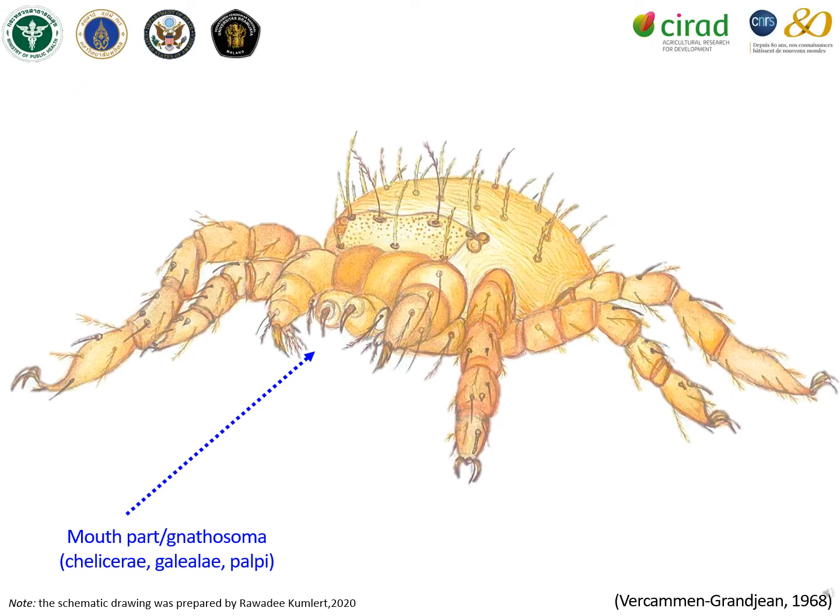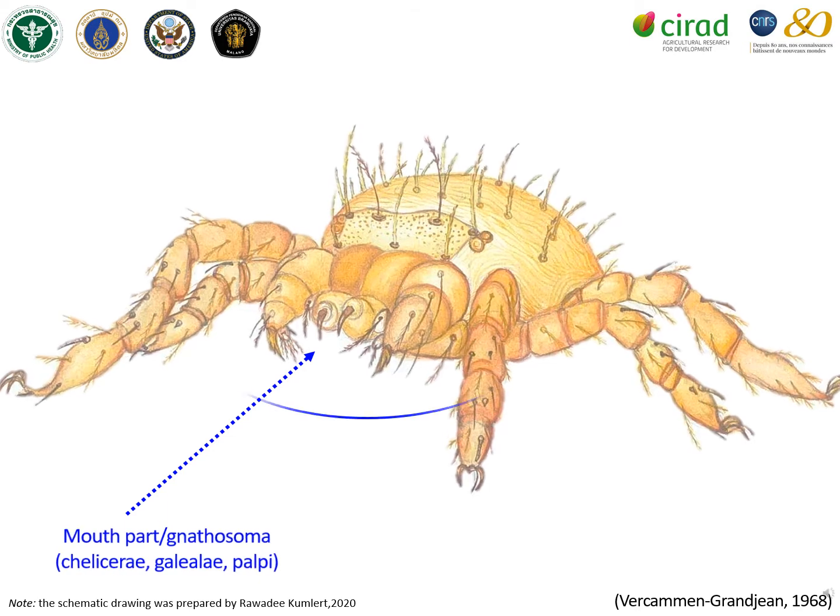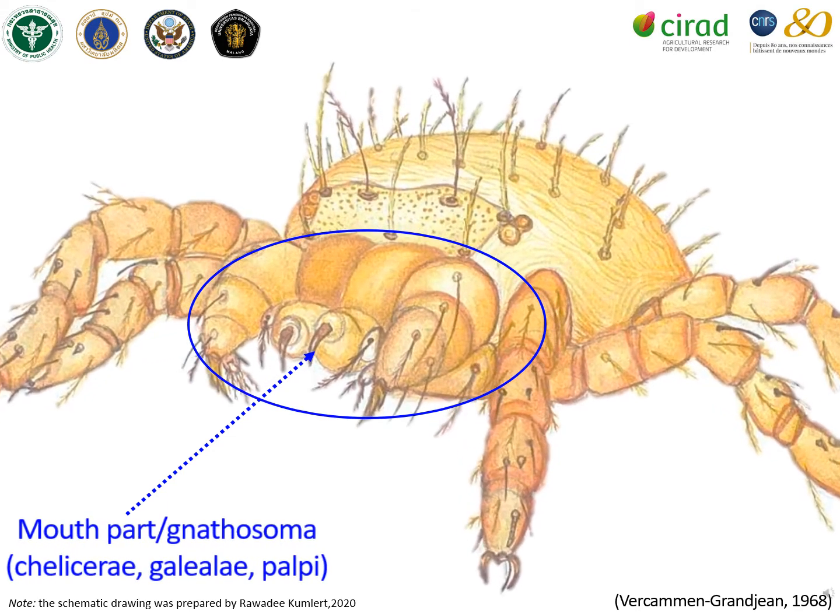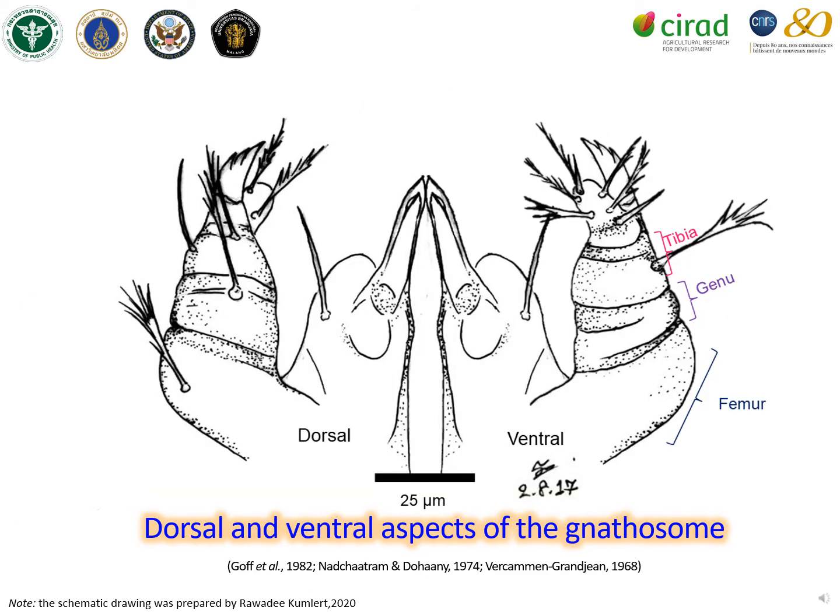In this video, we will focus on the mouthpart. In the upcoming slides, we will discuss each component of the mouthparts one by one. This figure shows the visualization of the gnathosoma from the dorsal and the ventral side. First, let's talk about the chelicerae blade. In conjunction with other morphological characters, these can be used to help identify chiggers up to the species level.